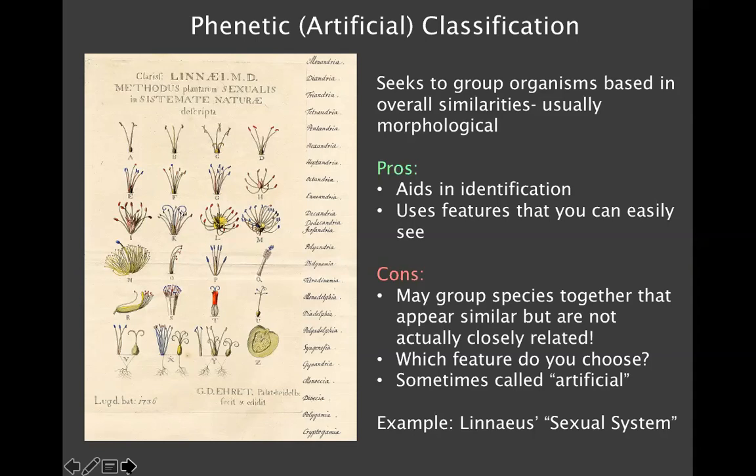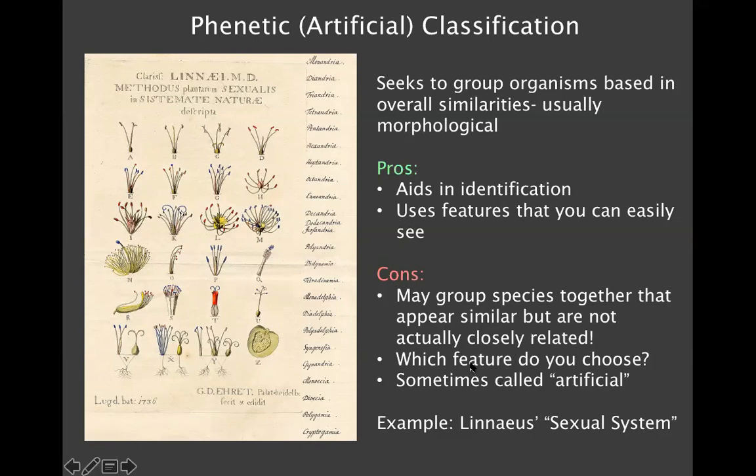So you don't need a lot of expensive equipment in order to just use your eyes to observe differences, for example, in the number of stamens or the position of the stamens, as was done by Linnaeus in his sexual system here. The cons is that you may group species together that appear similar, but that aren't very closely related from an evolutionary standpoint. That's why this system is referred to as artificial, and that's because of something called convergent evolution, where you can have two species that look the same but are very distantly related.